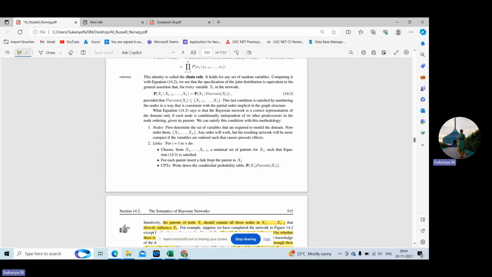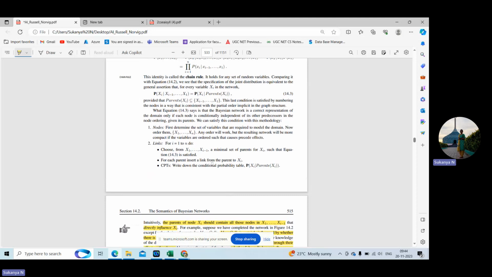Right. So we have two things which we have to follow in constructing the Bayesian network. One is the nodes, and the other one is the links. Nodes determine the set of random variables which are required to be mentioned in that particular graph, right? This can be in any order, and if the order changes, it will affect the compactness of our network.